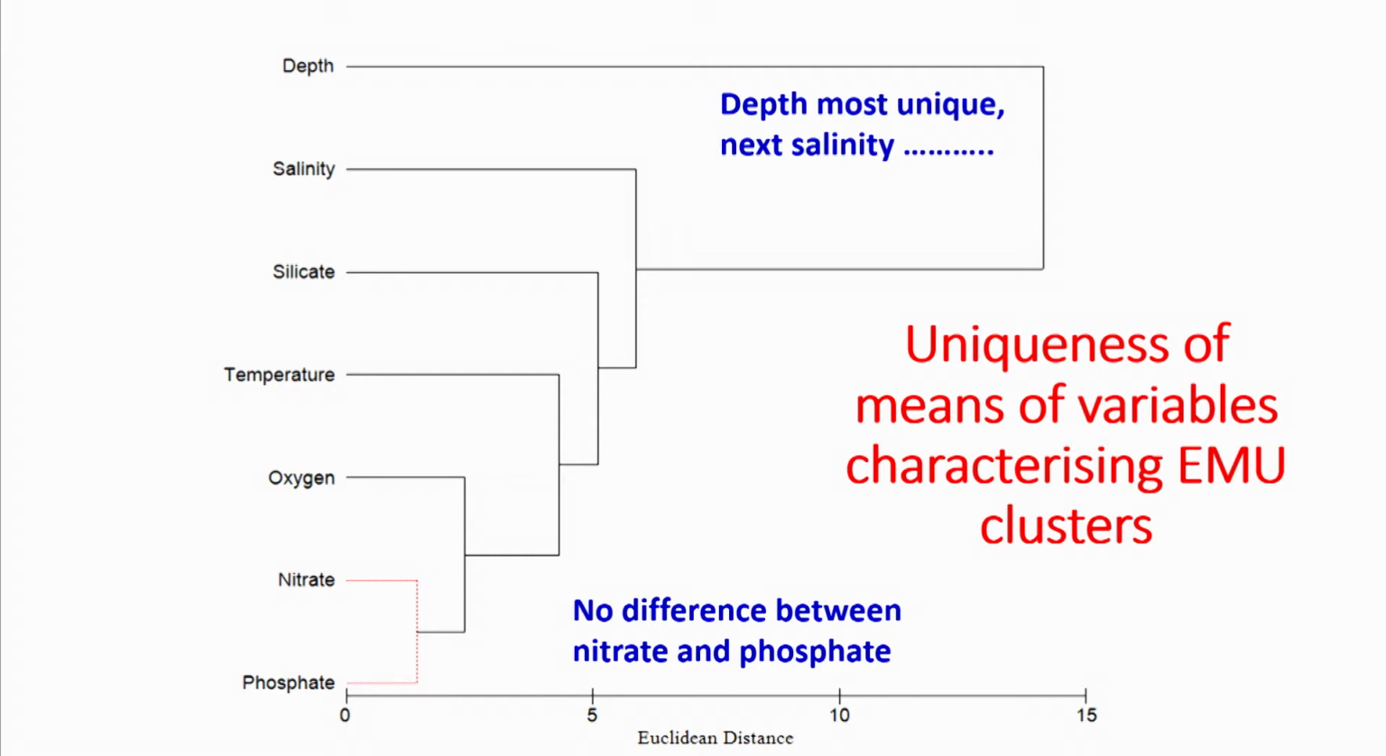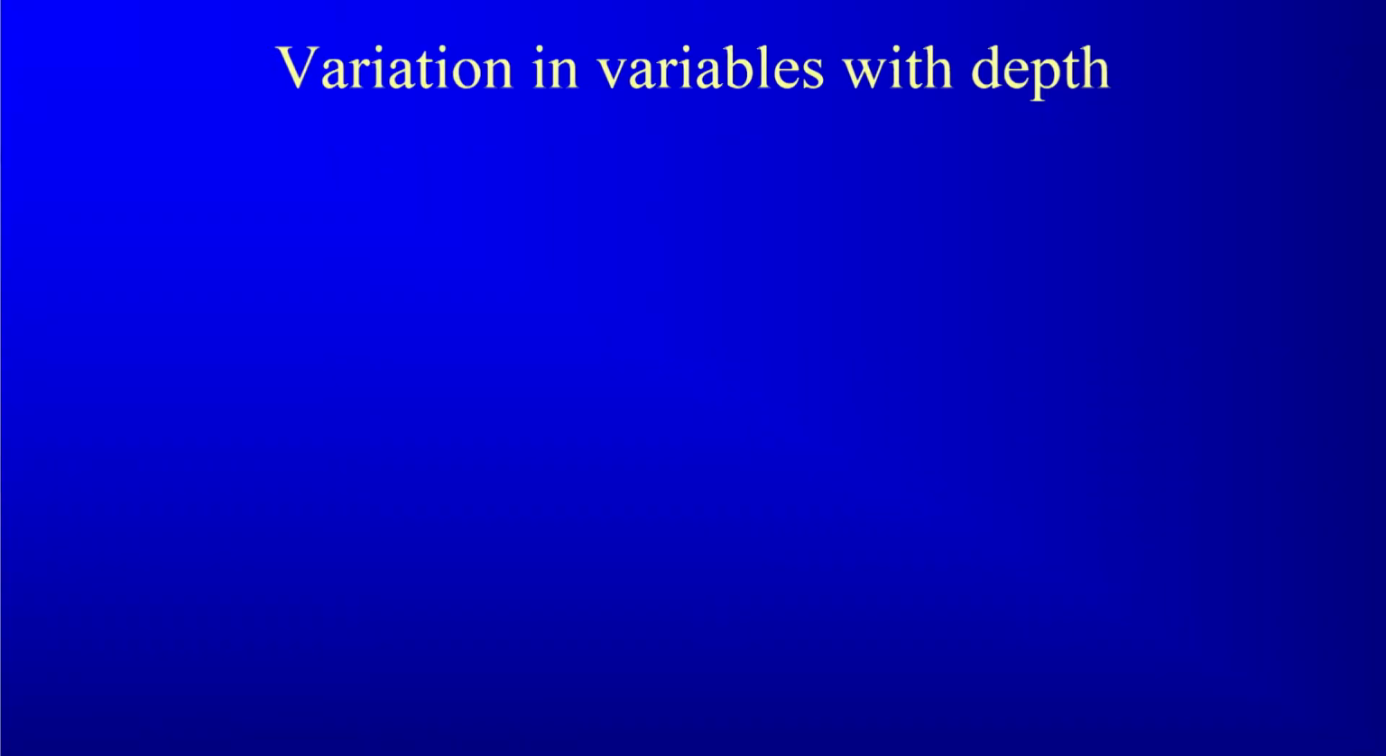If we look at the mean value for each EMU, and we cluster them together to see which are the most important in separating the EMU, depth pops out as the very first one. So then I graph these other patterns here against depth in the next few slides. And nitrate and phosphate don't show really any difference in distinguishing EMU, perhaps because they're very highly correlated.